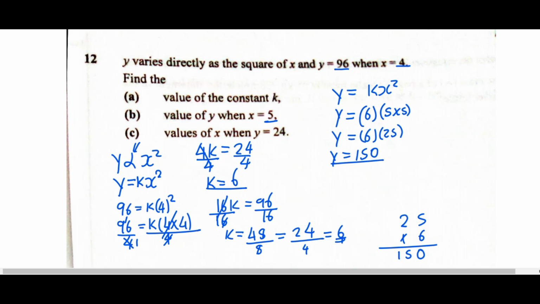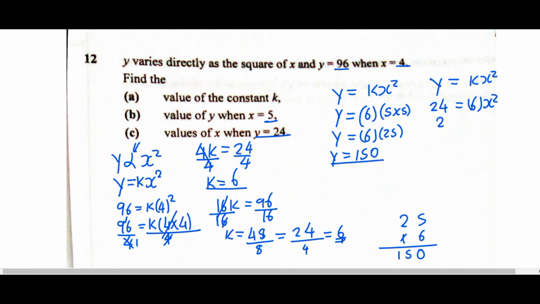Then for question C, the value of x when y is equal to 24. So y is equal to kx squared. This time y is given as 24, so here we put 24. Then our k is 6. We are solving for x.